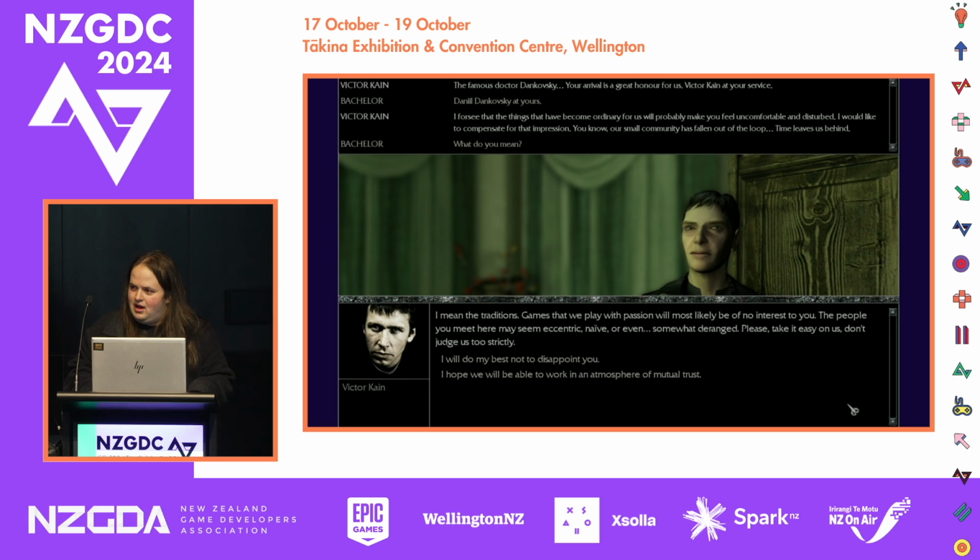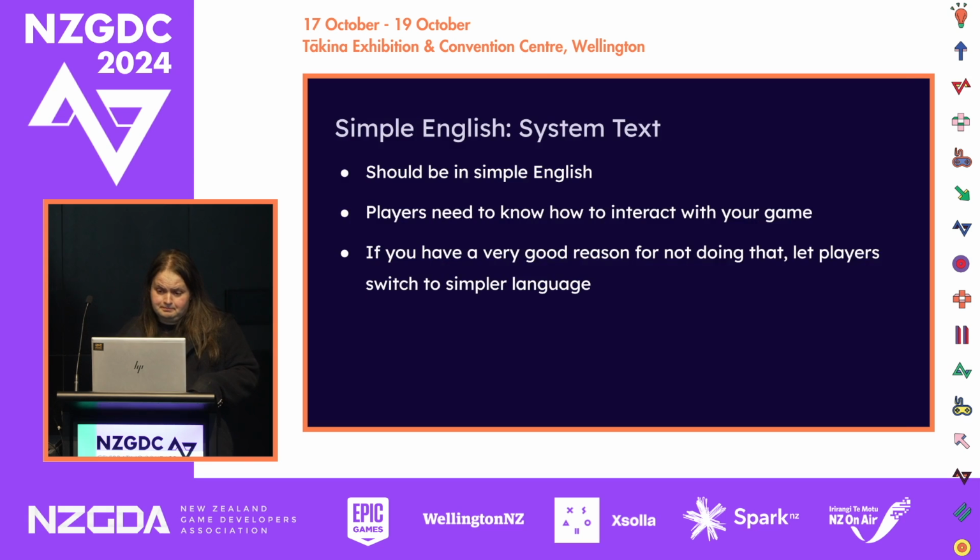Now, while I understand why the dialogue is written like this, and it does go a long way towards the tone of this game, it is also a choice that means that a large number of players will find this game just unplayable. So keep that in mind when writing complicated dialogue. For system text, though, please use simple language for that. Players need to know how to interact with your game.